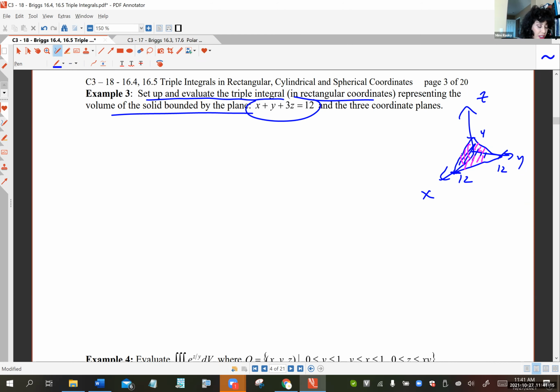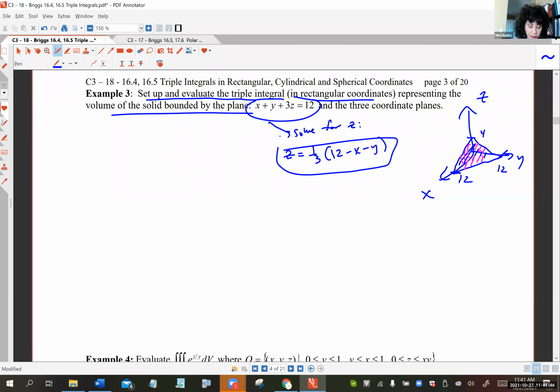One of the things that you're going to need to do, and you had to do this on the quiz, is you have to solve for z first. And so for this one, it ends up being 1/3 times the quantity 12 minus x minus y. Now you can go ahead and distribute the 1/3 if you want. I don't care. It's six of one, half a dozen of the other. Now, what's going on in the xy plane?